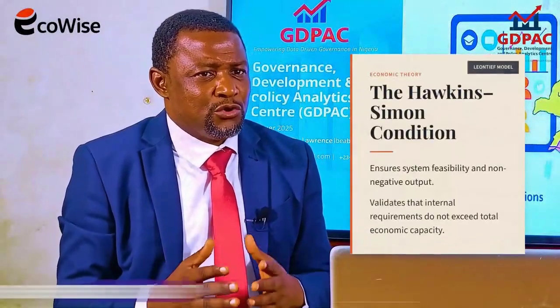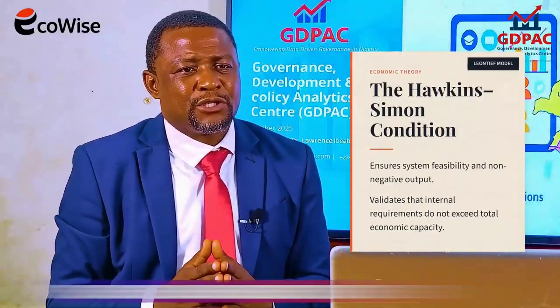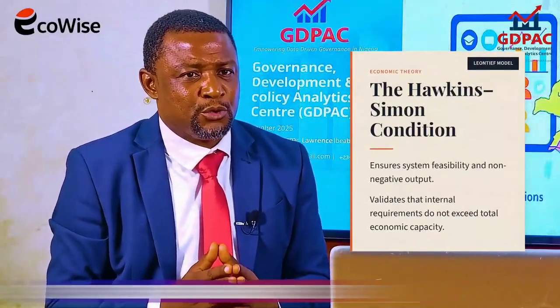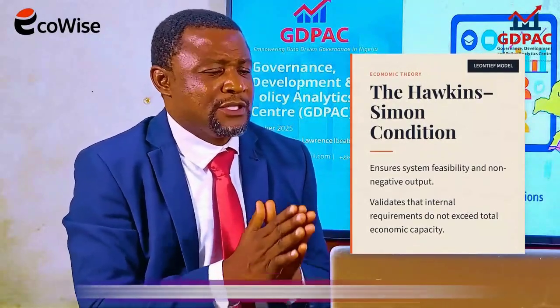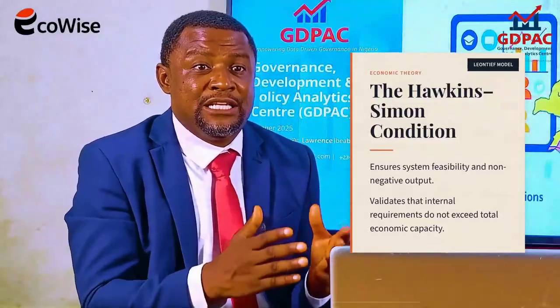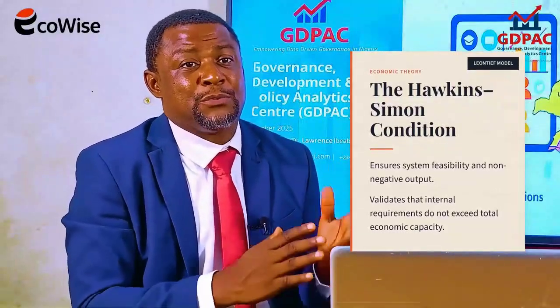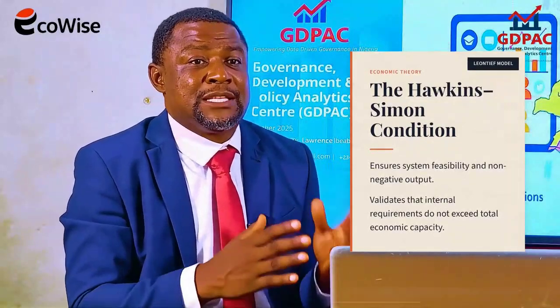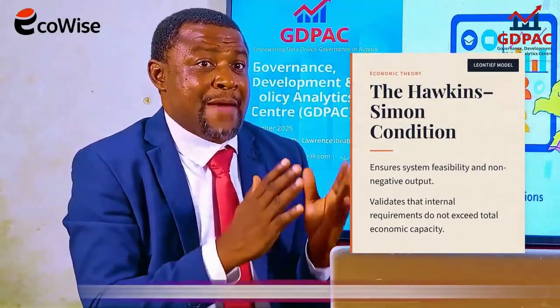It is crucial to ensure that our solutions are economically feasible. The Hawkins-Simon condition guarantees that our system produces non-negative outputs. Essentially, it ensures that the direct and indirect requirements of a sector do not exceed the total capacity of the economy to produce them. If this condition isn't met, the planning model is mathematically sound but physically impossible.